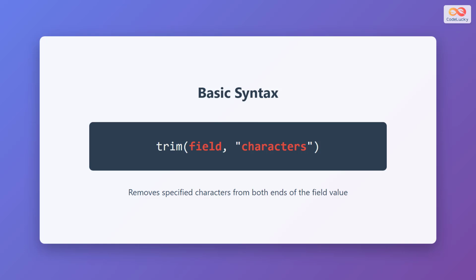The basic syntax of the trim command is straightforward. You write trim, followed by parentheses containing the field name, and optionally the characters you want to remove. The field parameter specifies which field you want to clean, and the characters parameter is optional and defines which specific characters to remove from both ends of the string. If you don't specify characters, trim will remove whitespace by default.